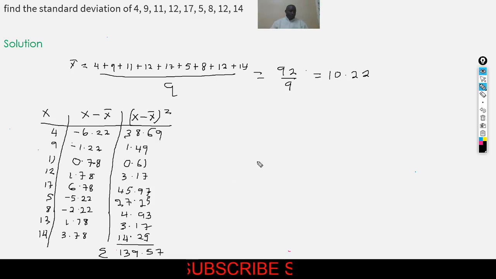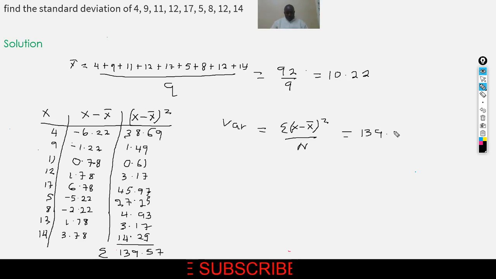So like we have learned from above, if you are asking about variance, the variance will be equal to the summation of x minus mean squared, that is the sum, we divide by n, the number of items. So which is equal to 139.57 divided by 9. This gives the variance as 15.51.